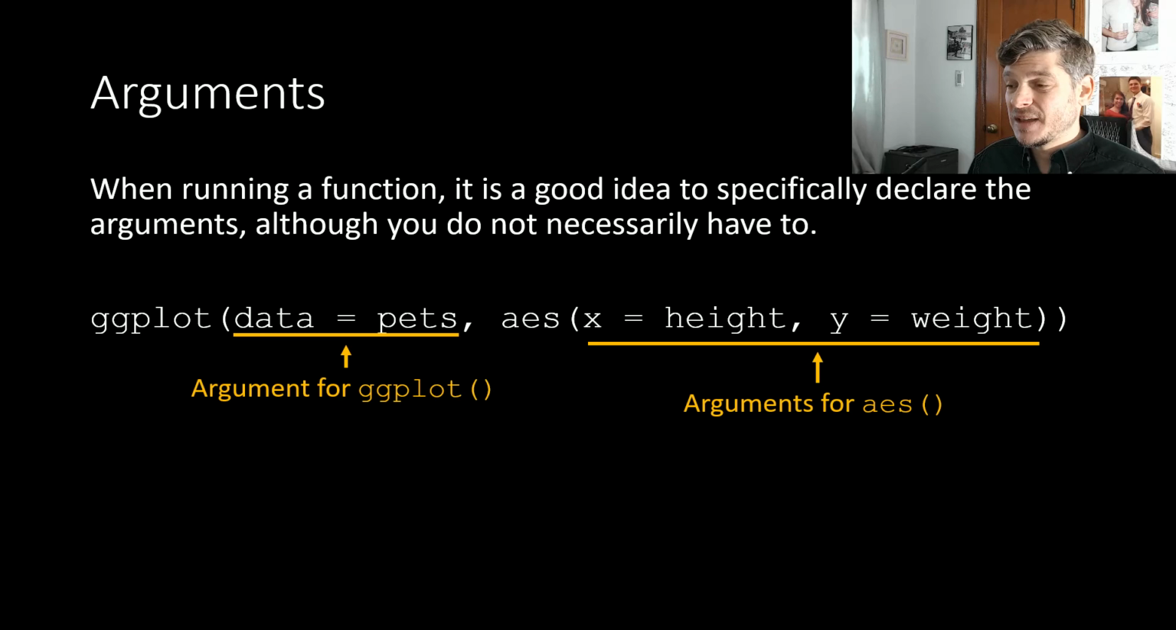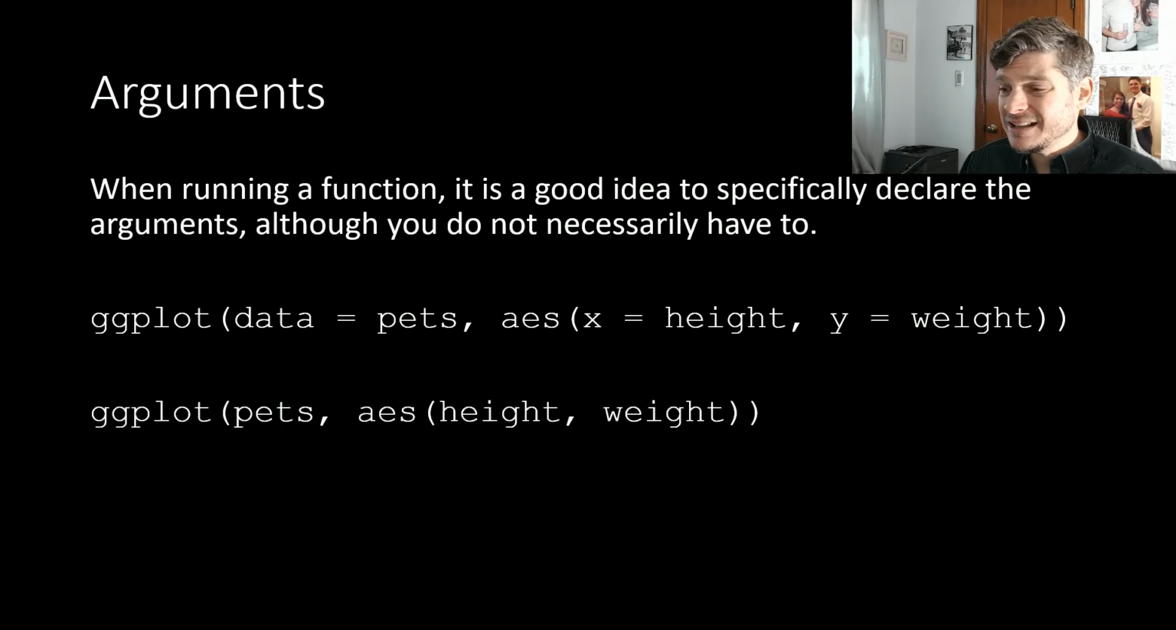Now, if I'm trying to write really, really quickly, I can leave all that out. ggplot pets, comma, AES is height and weight, and R is going to know exactly what that means. It's going to supply everything in the order that we put it in, assuming that we did everything correct. But that's not always a good way to do things.